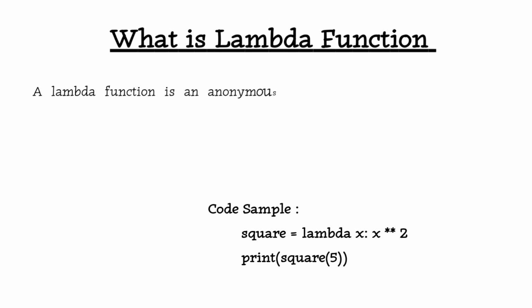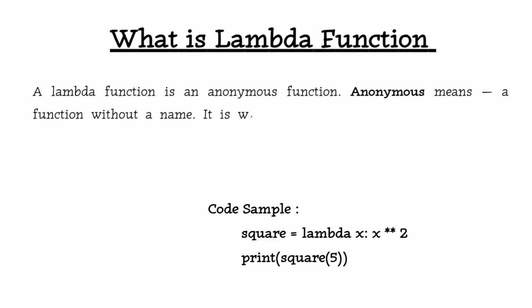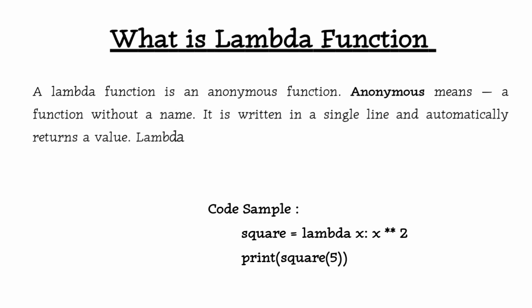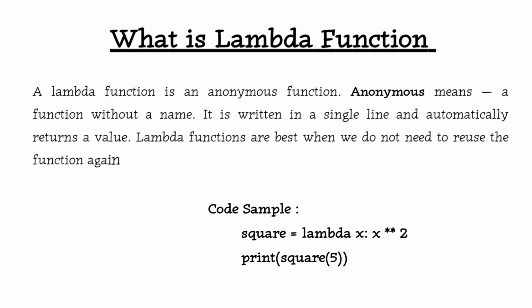A lambda function is also called an anonymous function. Anonymous means a function without a name. It is written in a single line and automatically returns a value as output. Lambda functions are best when we do not need to reuse the function multiple times in our Python code.